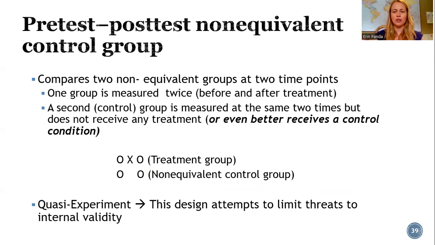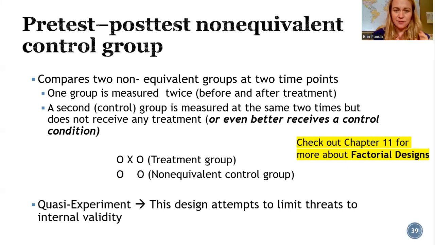Another control group is not receiving intervention, or even better, would receive some intervention that's different in content than the intervention we're interested in, and is also being tested at the 2 points in time. So you can see this as a visual here. The 0 would be the 2 points in testing, and we've got one group that gets the intervention and one group that doesn't. This is classified as a quasi-experiment because we're attempting to limit some threats of internal validity. We've got a control group and we're measuring change over time.